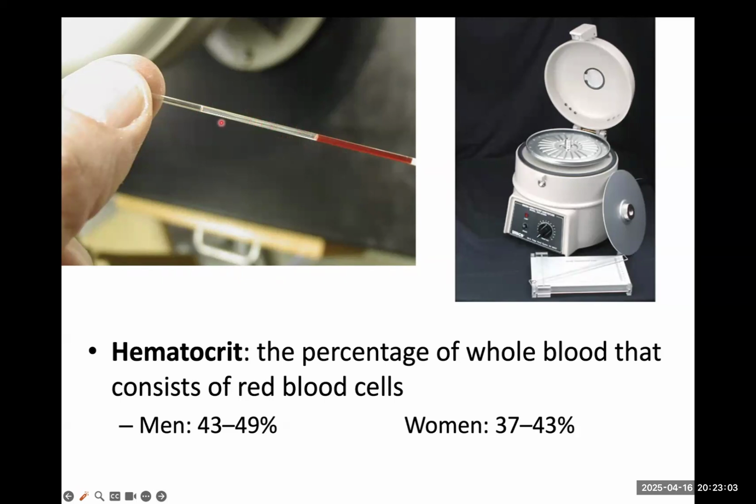So then you look at it and you try to figure out the percentage of it, what percent is going to be erythrocyte, what percent is going to be plasma. That's how you measure red blood cells. The percentage of whole blood that consists of red blood cells is called hematocrit. So once you have this done, this is called hematocrit.